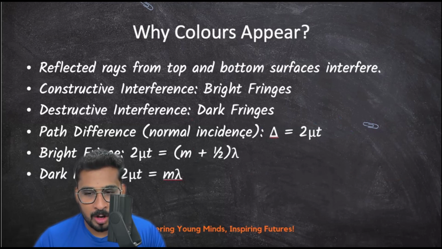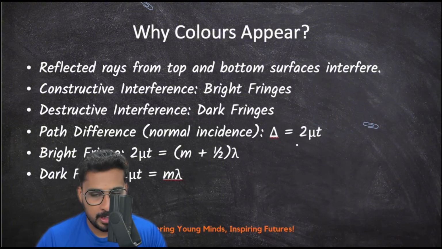The path difference formula that we need to remember, which is introduced by the film, is 2 μ t, where t is the thickness of the film and μ is the refractive index of the film. A bright fringe occurs at path difference Δx = (m + 1/2) λ, and a dark fringe occurs at path difference 2 μ t = m λ. This formula you need to remember.